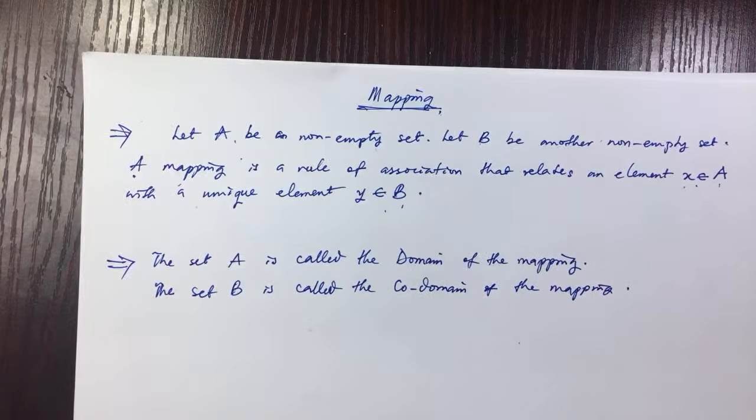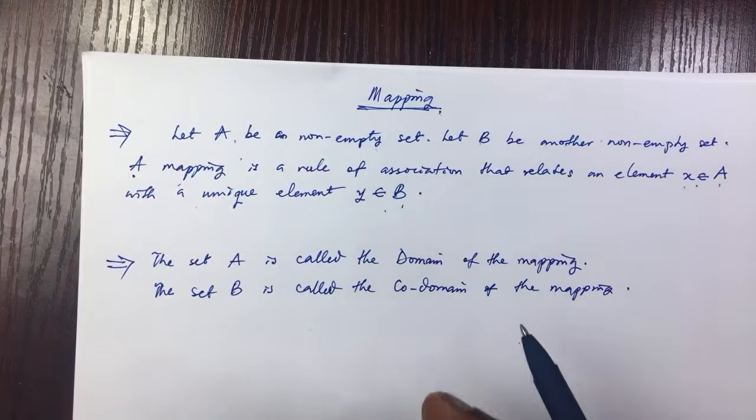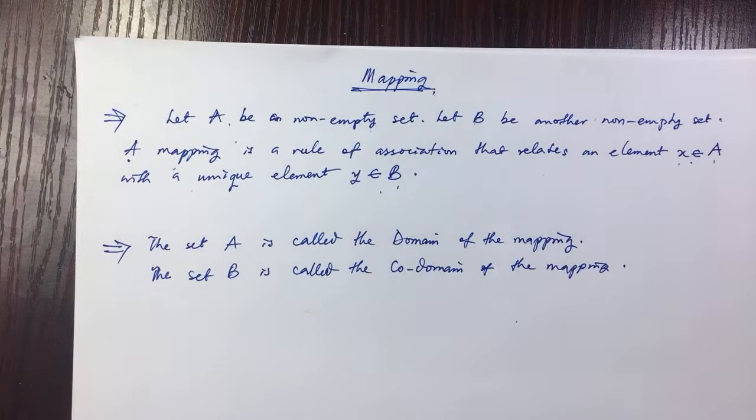Okay? So we call the set A the domain of the mapping, and we call the set B the codomain of the mapping. Why do we call the set A the domain of the mapping? It is simply because it is from A we are selecting elements to be associated with unique elements from the set B. And why do we call the set B the codomain of the mapping? It is simply because it is from the set B we select unique elements that are paired with the elements in set A. Okay? So, that is my second point in this particular lesson.